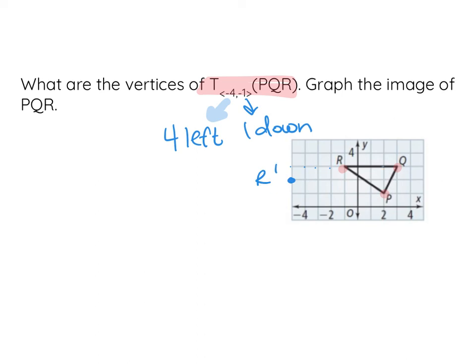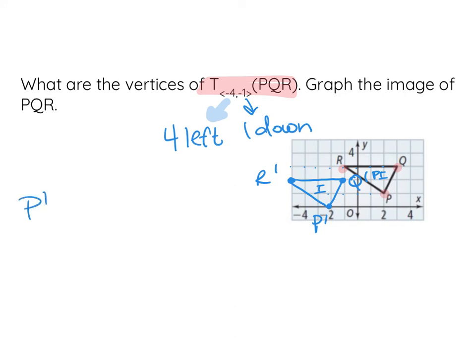Q, I'm going to do the same thing. 1, 2, 3, 4 left, 1 down. P, same thing. 1, 2, 3, 4, 1 down. If you notice, I put prime marks on each of those because they are my image. So this is my pre-image, this is my image. And again, all I've done is taken and slid my shape over 4 to the left and 1 down.